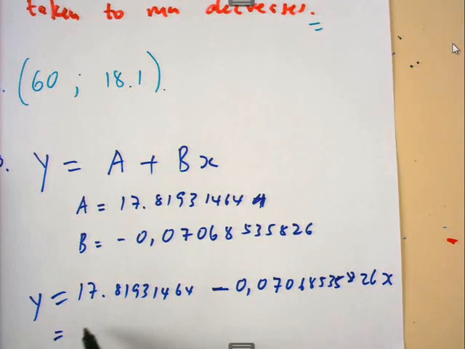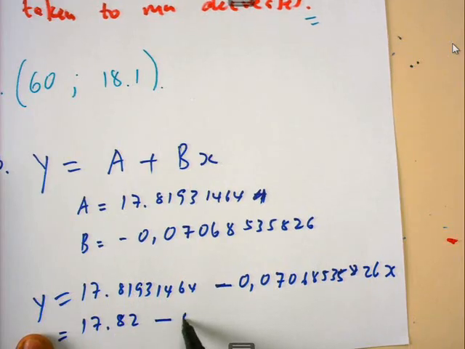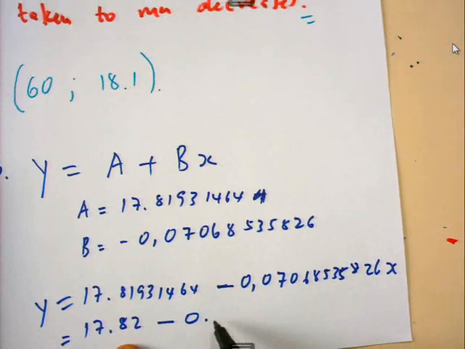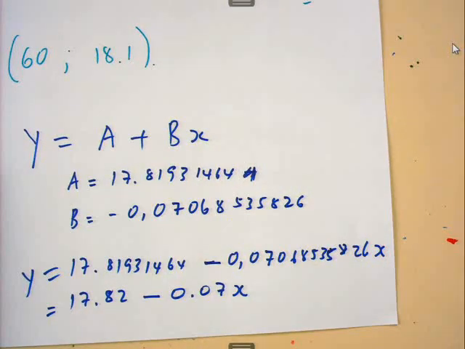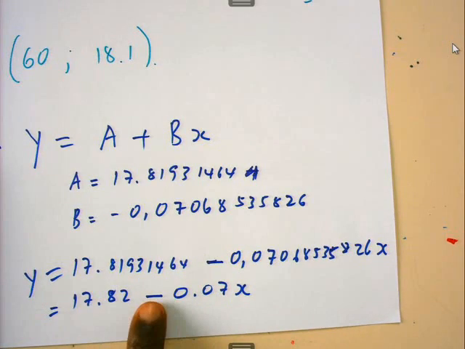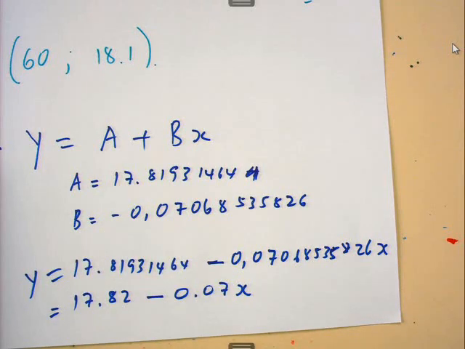BX. Good. Now the equation corrected to 2 decimal places: 17.82 minus 0.07x. That becomes the equation. I'm sure we are following each other very well. The equation now corrected to 2 decimal places, a minus b. It is minus because look at the value of b. The calculator that I have here says a minus.